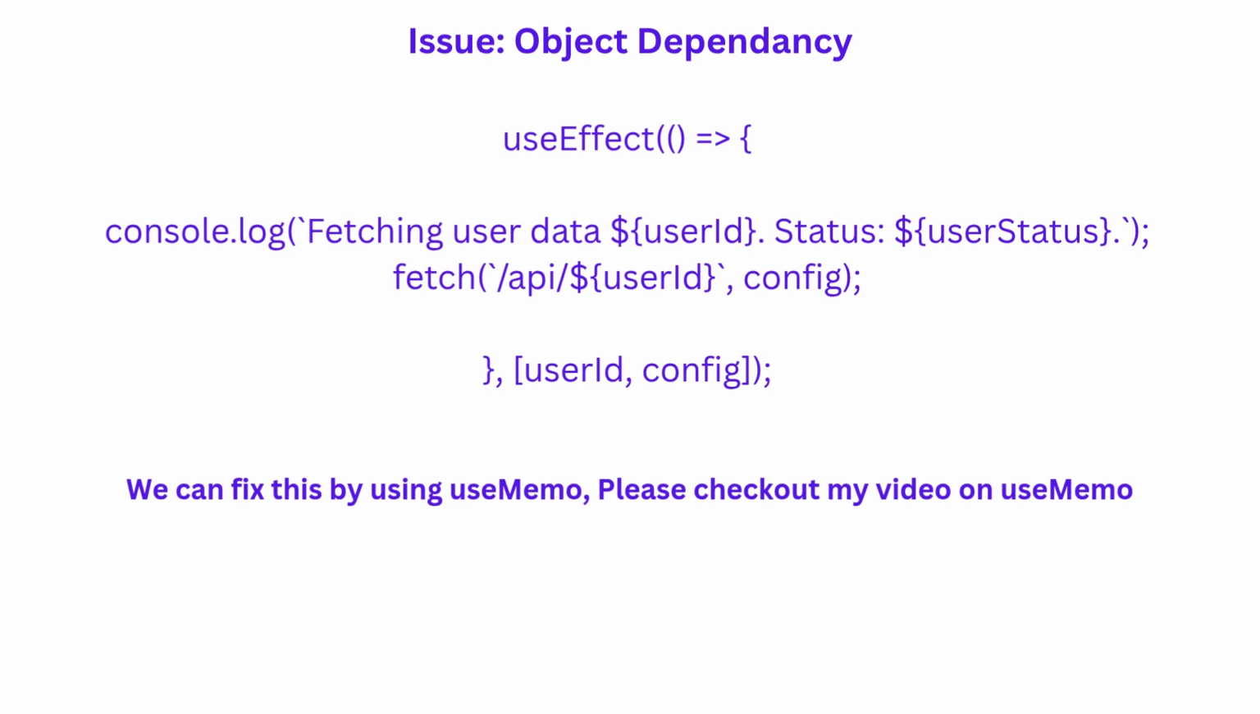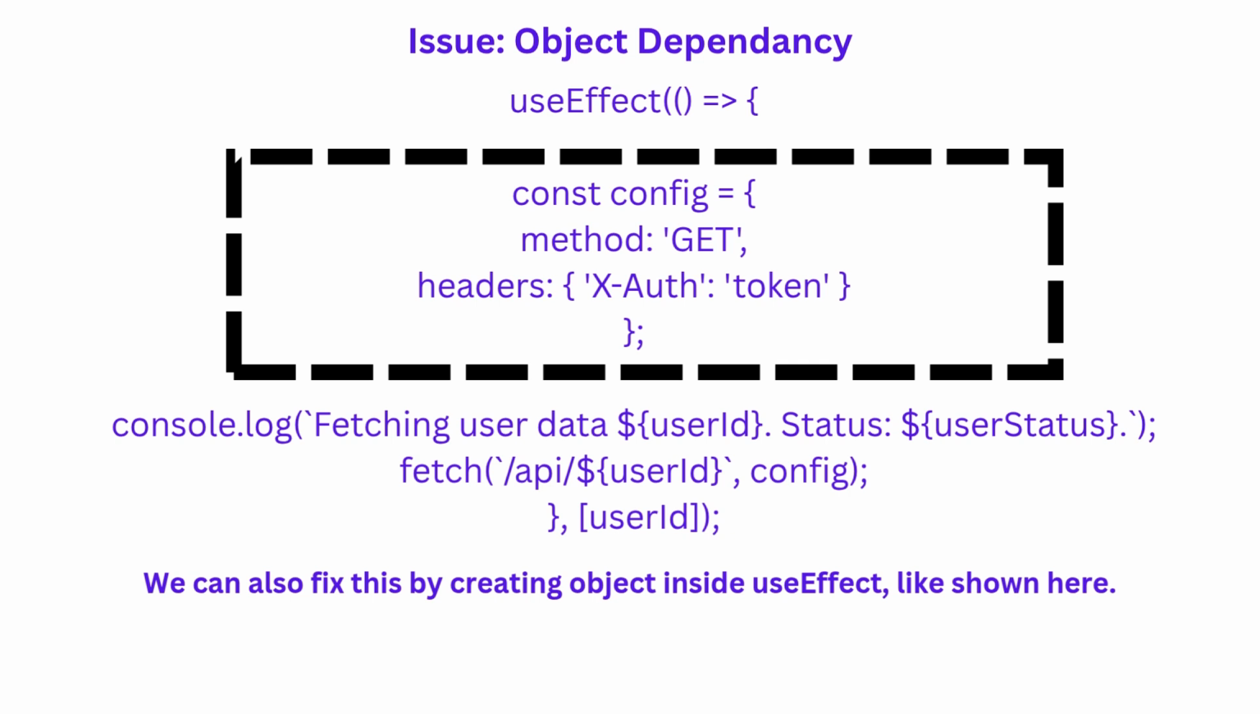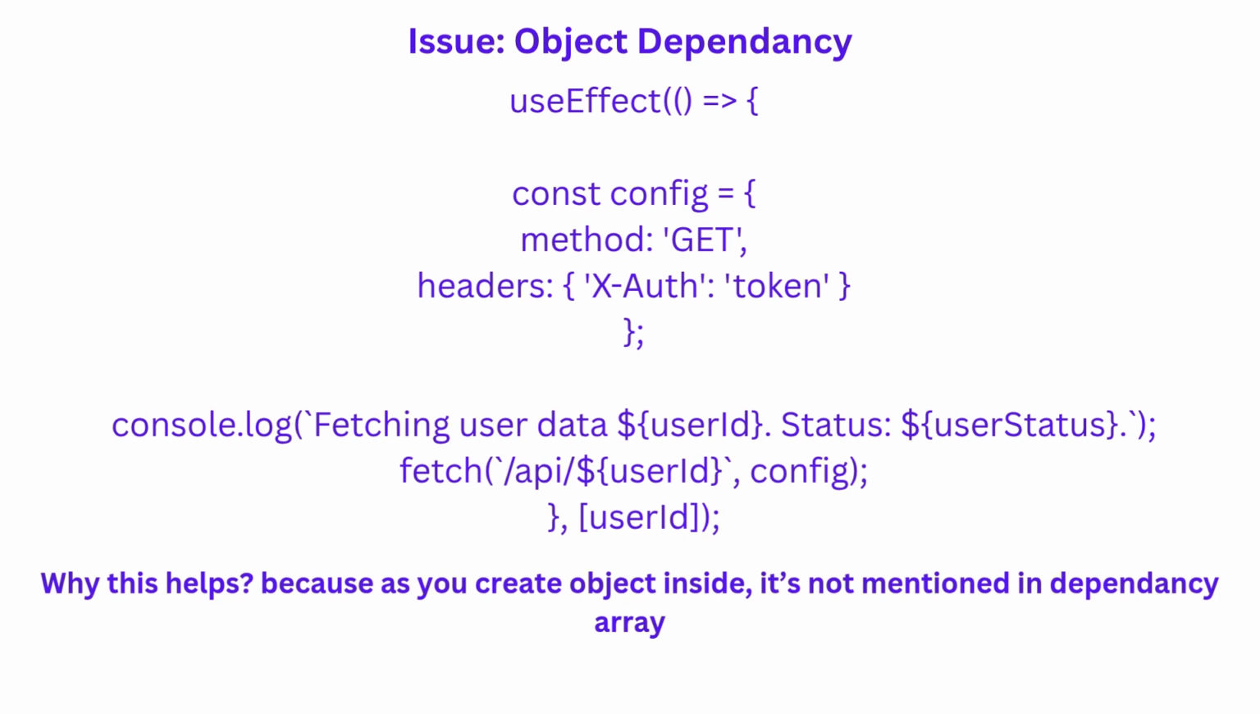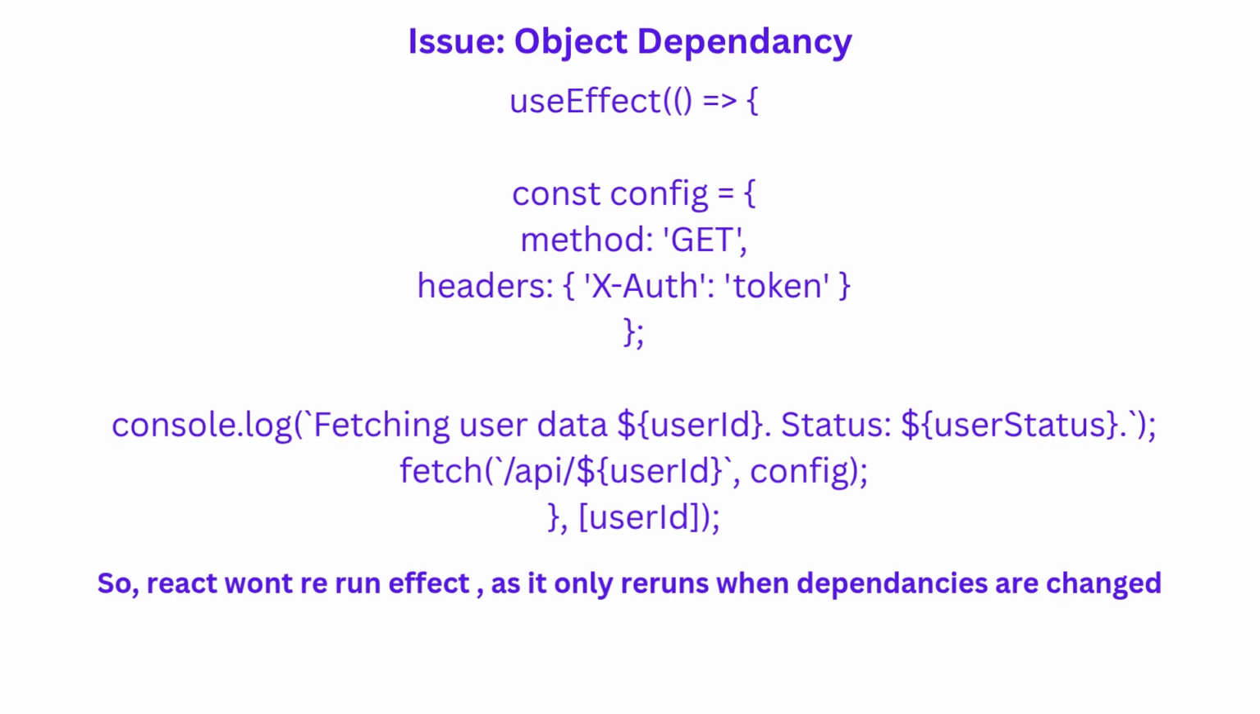We can fix this by using useMemo. Please check out my video on useMemo. We can also fix this by creating the object inside useEffect, like shown here. Why does this help? Because as you create the object inside, it's not mentioned in the dependency array. So, React won't rerun the effect, as it only reruns when dependencies are changed.